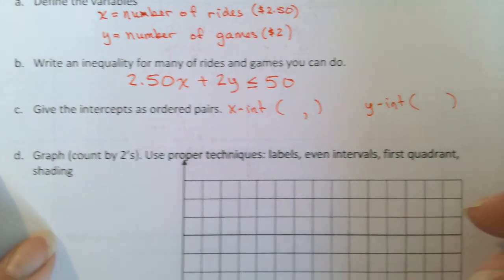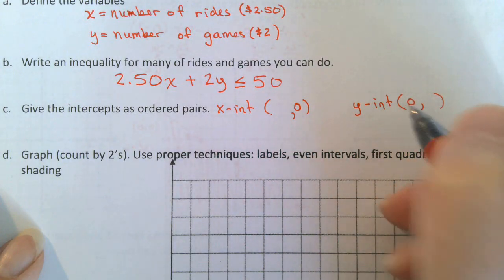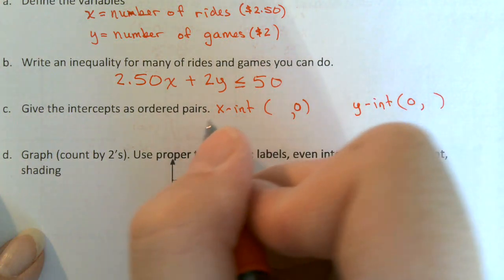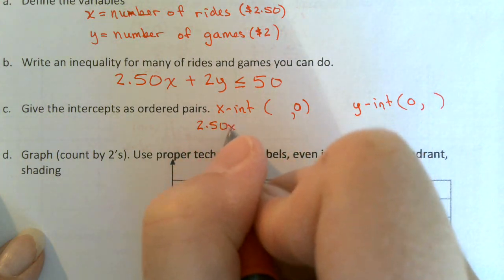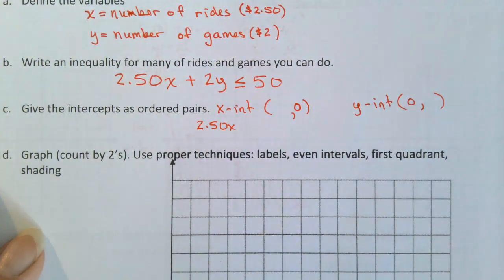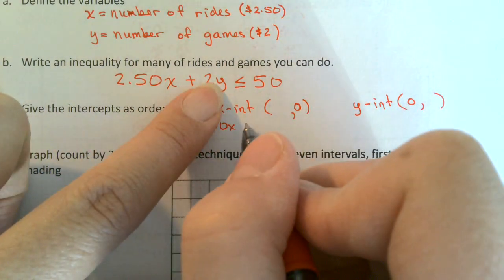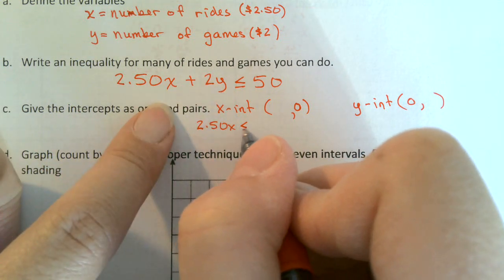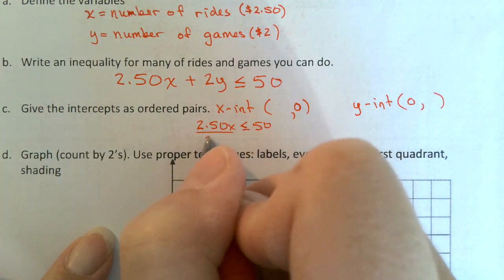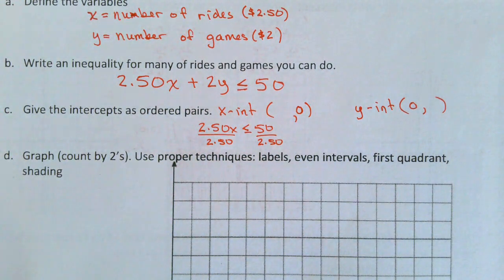Okay, this helps me, guys. My x-intercept, I'm looking for x when y is 0. I'm looking for y when x is 0. Take your 0, plug it in. 2.50 times x. If I put 0 in for y, that cancels it out. So it'd be 2.50x is less than or equal to 50. Divide both sides by 2.50. And what do we get? We should get, well, I want to make sure my brain is seeing this right.